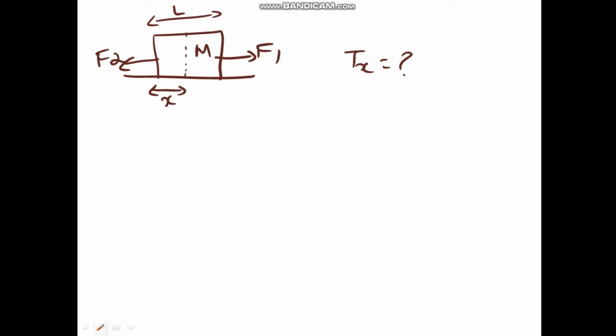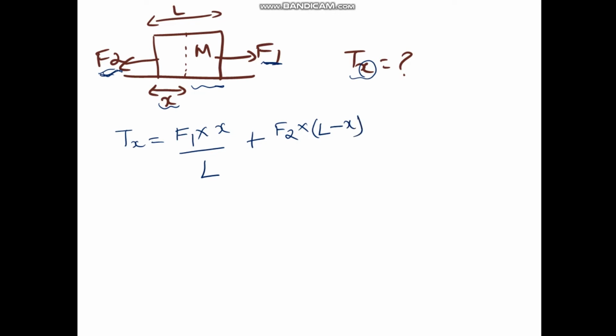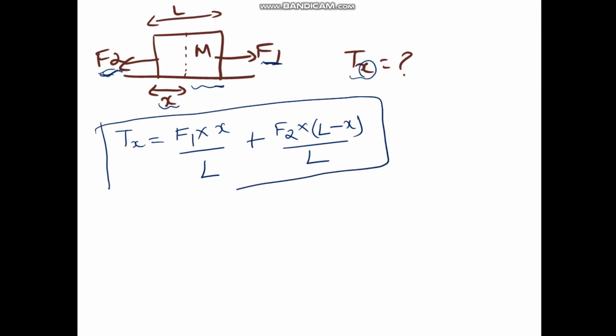Suppose a case where they are giving two forces and they are asking the tension at xth position of the block. Then tension at x is equal to force F1 into this distance x divided by whole length L, plus force F2 into the other side's length, that is L minus x, divided by whole length L. This is the tension at xth position.